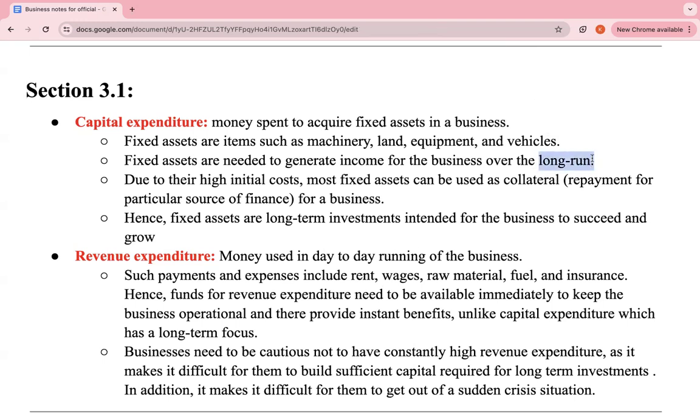It's true that the business will invest a large amount of money into the fixed asset. However, this asset, over time, will generate income for the business, which will make up for its cost. As long as the income it generates is greater than the cost, then it's a good investment. Due to their high initial costs, most fixed assets can be used as collateral. I'm going to explain what collateral is.